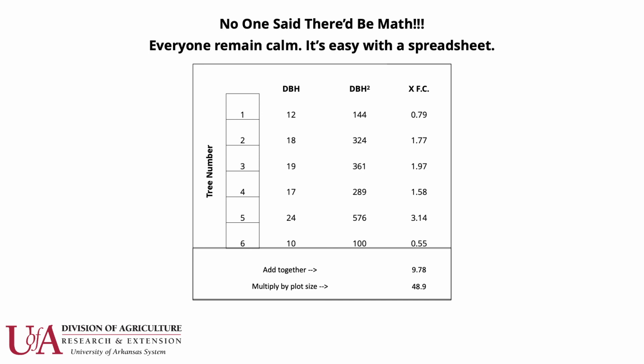The same goes with your reproduction plots. Once you have all of your plots counted up, you multiply the number of trees by 100, and then you average all of those numbers together across the stand to get the stand's average reproduction.